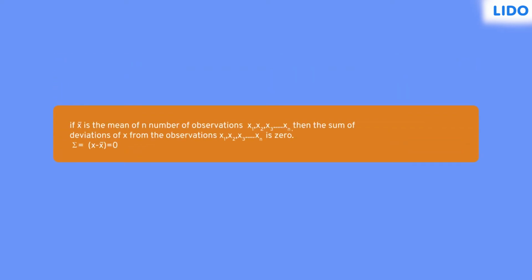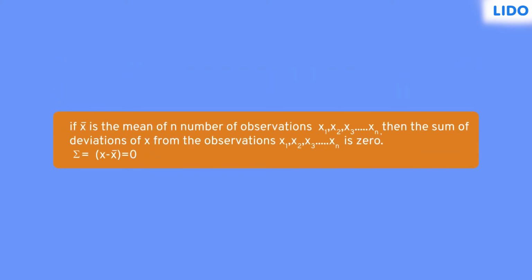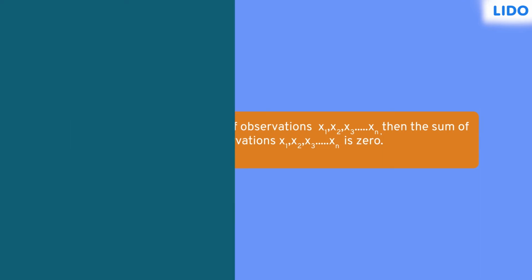Let's understand the properties of mean. The first property is the sum of deviations of an observation from its mean is always 0. Let us understand with the help of an example.